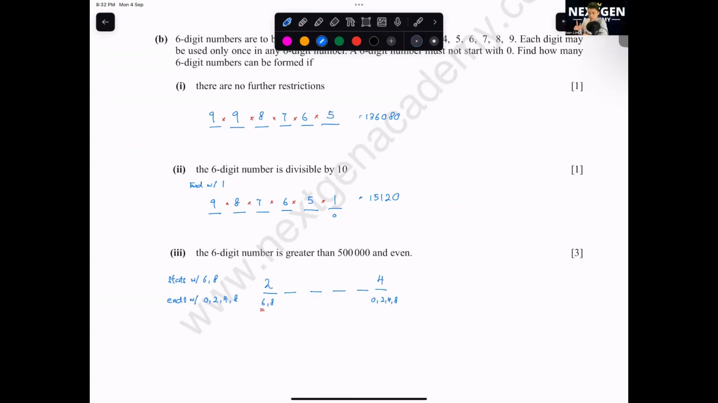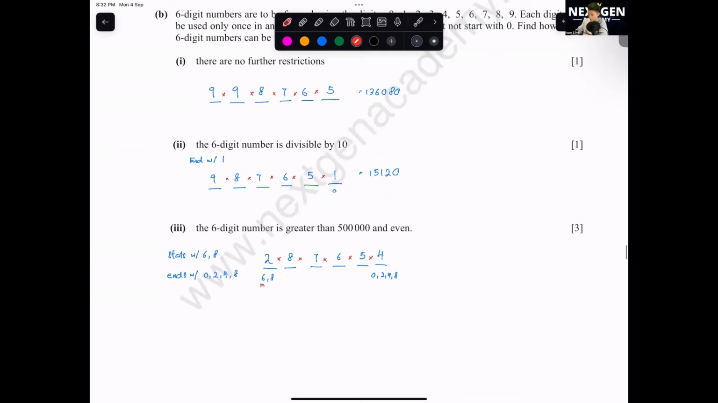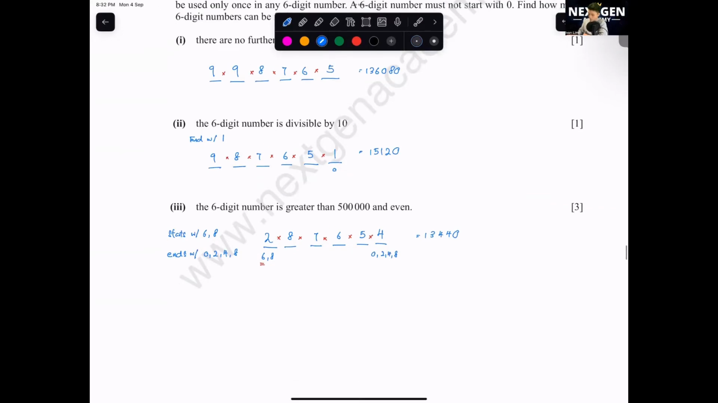After I use 2 digits, I got another 8 more digits. Then I fill in the in-between: 8, 7, 6, 5. Some of you might use a different method. It doesn't matter. The steps here don't matter as long as your answer is the same. Some of you might use permutation, also can. You go and calculate for this, you will get 13440.